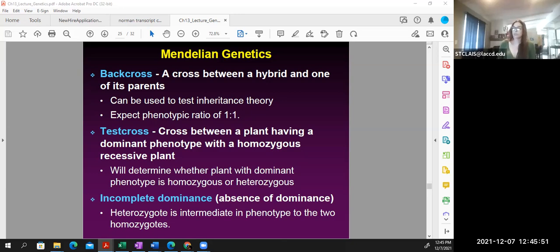So one of those would be incomplete dominance or a lack of dominance. Here, if we have a heterozygous genotype, we're going to see a combination of the two phenotypes. So this would be like if you had a red flowered and a white flowered individual, those were crossed together, and the result was a pink flower. That would be incomplete dominance.